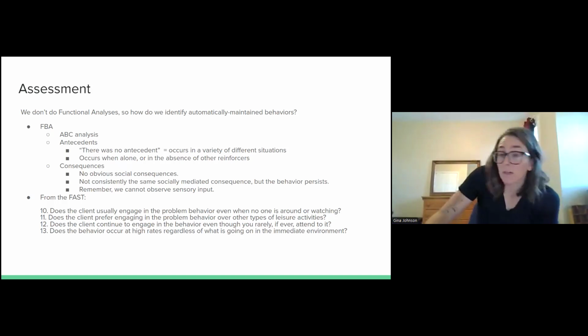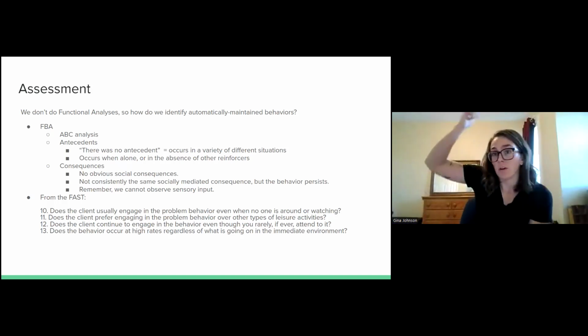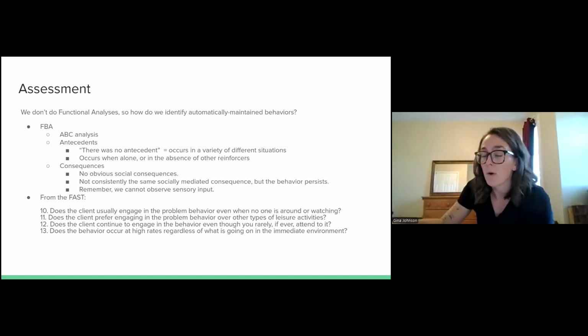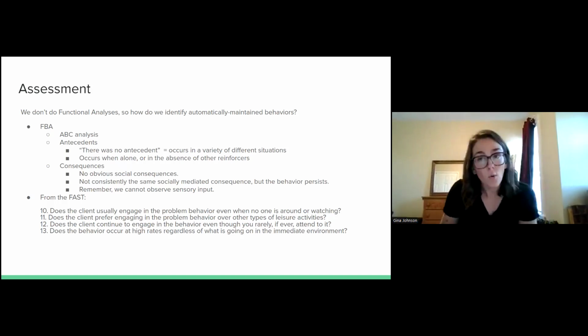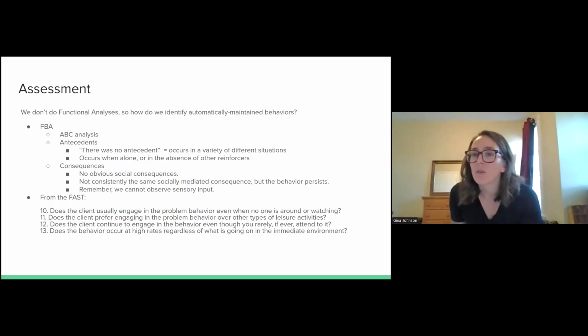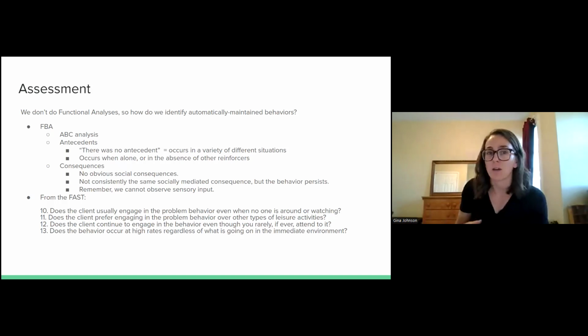Or, and that translates right back to our functional analysis, the graph that we just looked at, this could occur most when a kid is alone, or that alone condition also translates to a lack of reinforcers. So in the absence of other reinforcers, whenever they might be having to wait and there's no access to the typical reinforcers, like on the bus, there are certain places where overall access to reinforcement is really low. So we're looking for things like that.